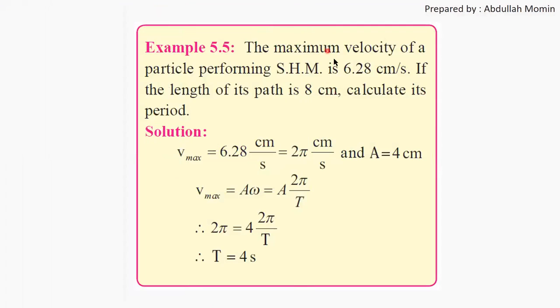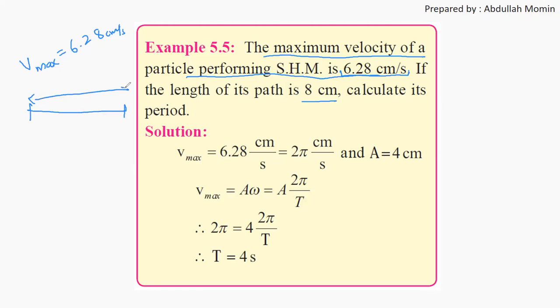Next numerical, that is the fifth one: the maximum velocity of a particle performing SHM is 6.28. Maximum velocity means Vmax is given, that is 6.28 centimeter per second. If the length of its path is 8 centimeter, that is the total path length, then we will say that the amplitude is 4 centimeter. Calculate its time period. We are supposed to calculate the time period.